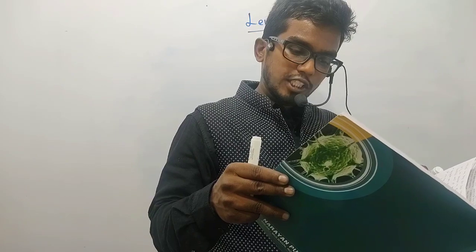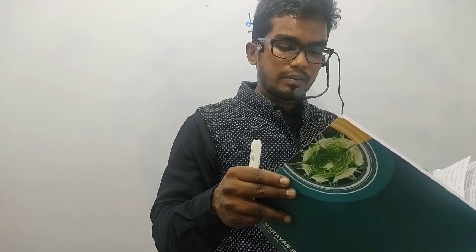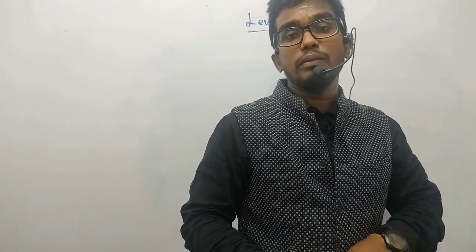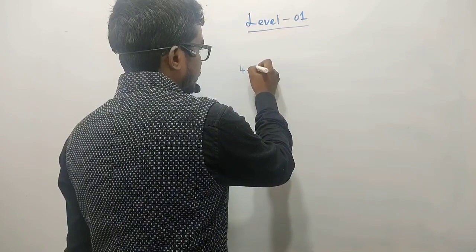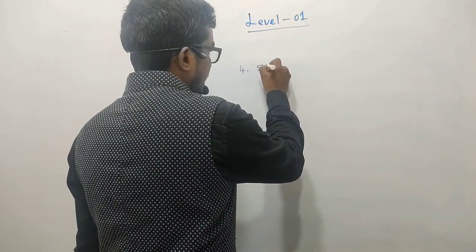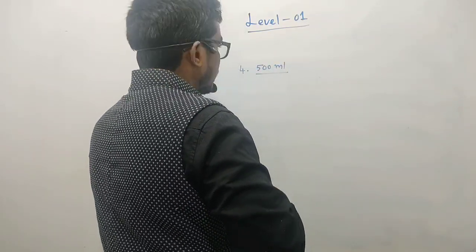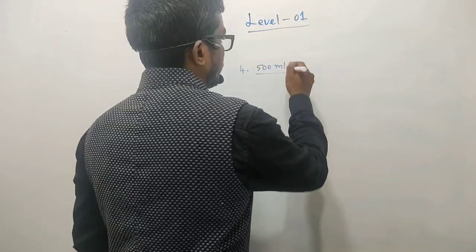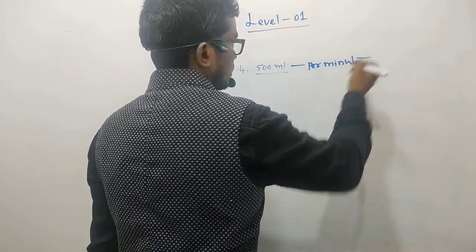A healthy man can inspire approximately 500 ml of air per minute. Dear students, let me tell you, per minute they are asking. The fourth statement has some twist here. We need to identify. They are saying 500 ml will be inspired per minute, which is very much wrong.